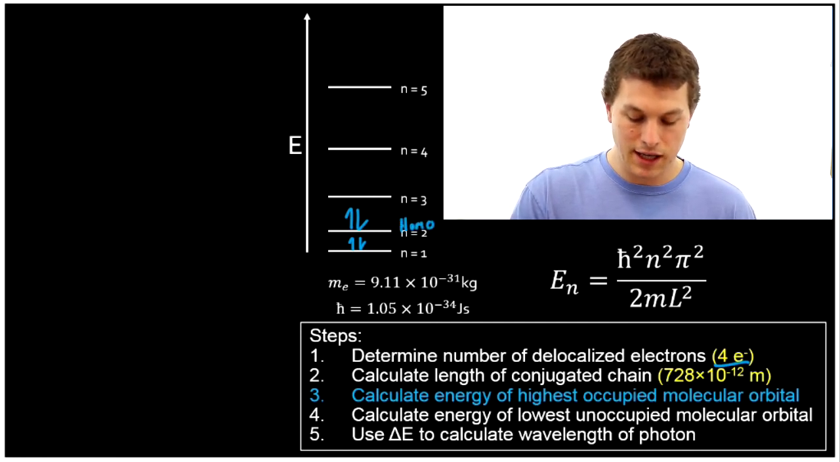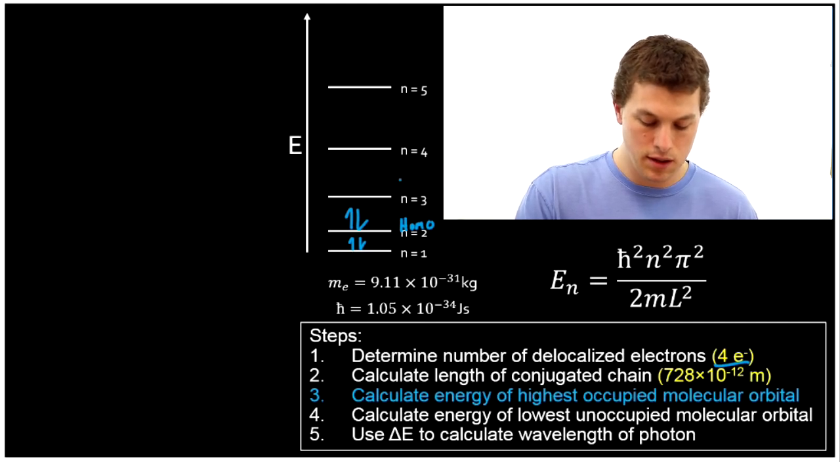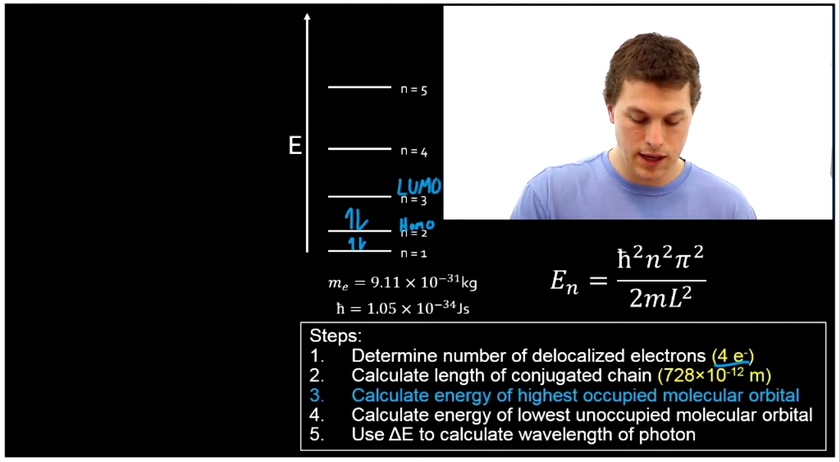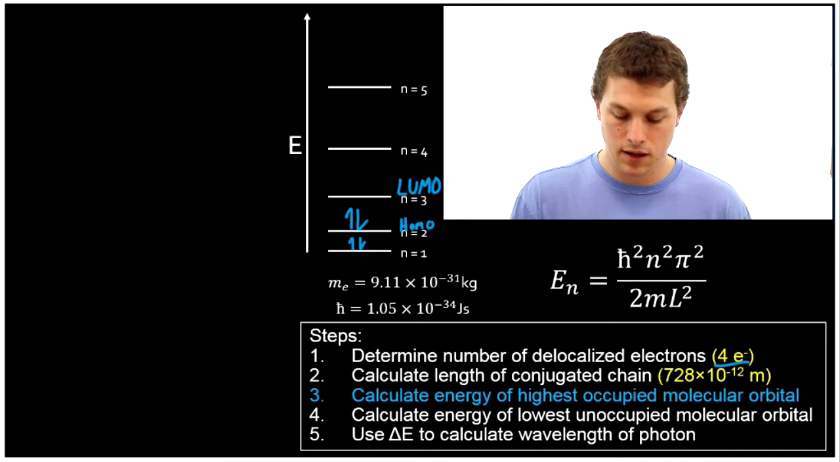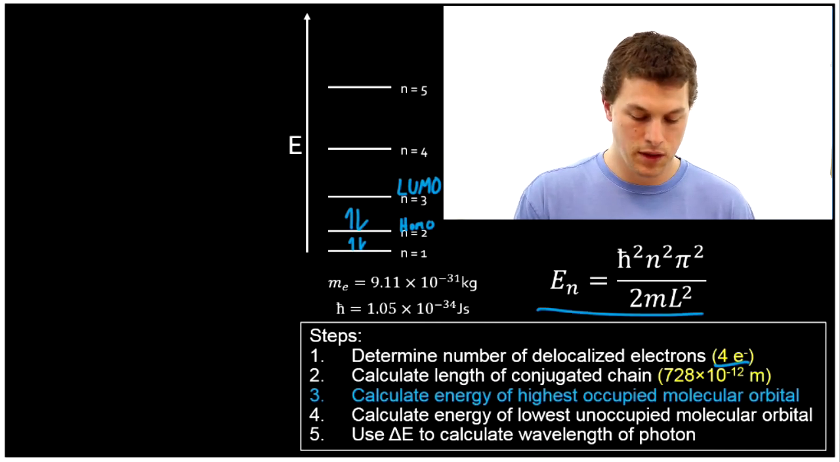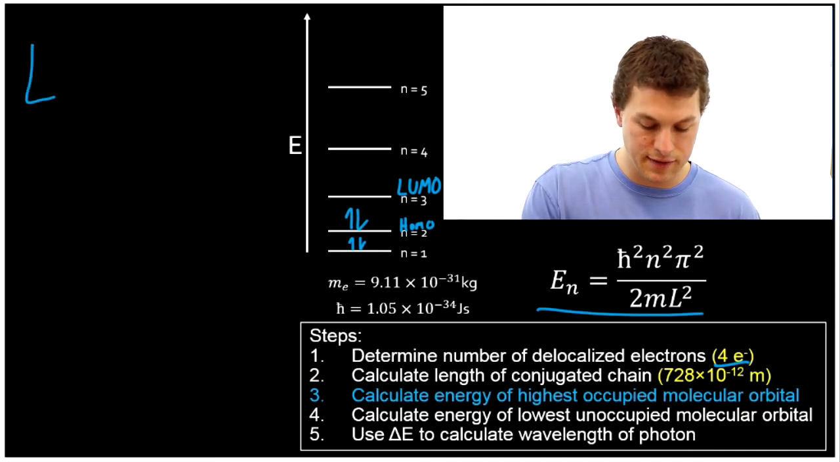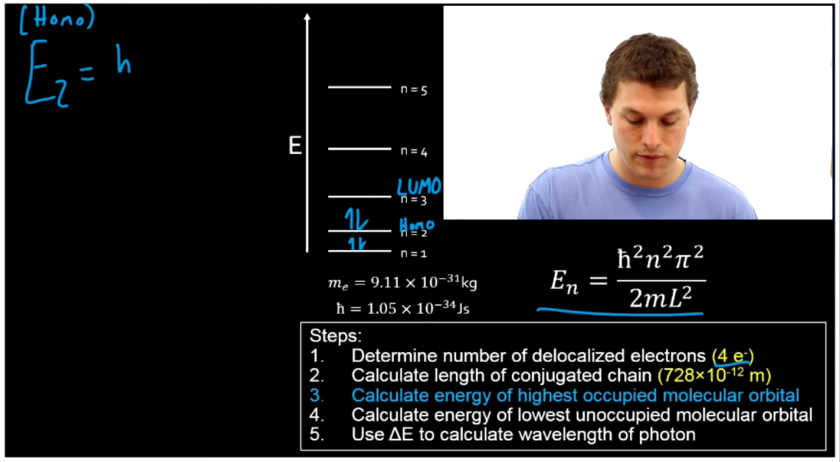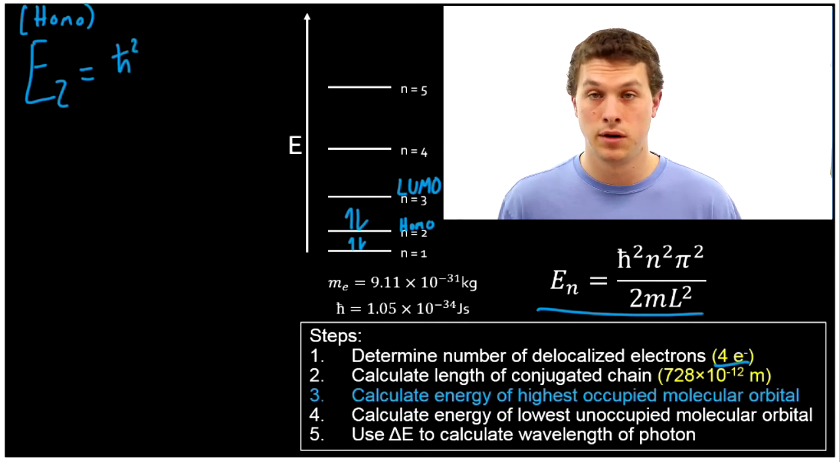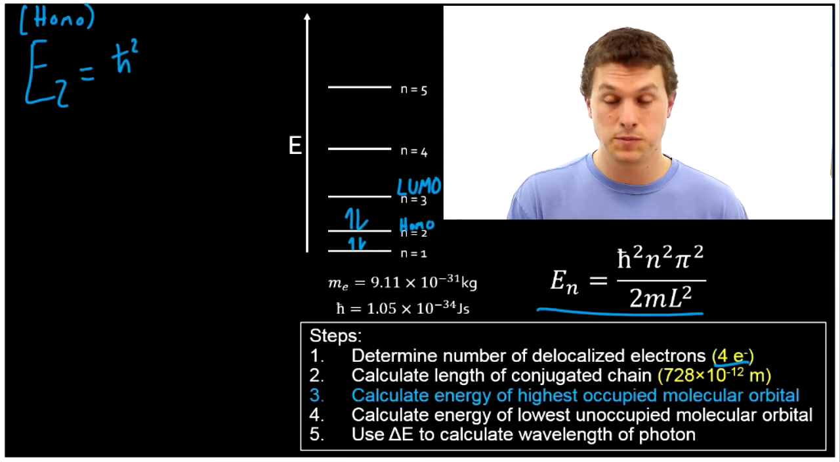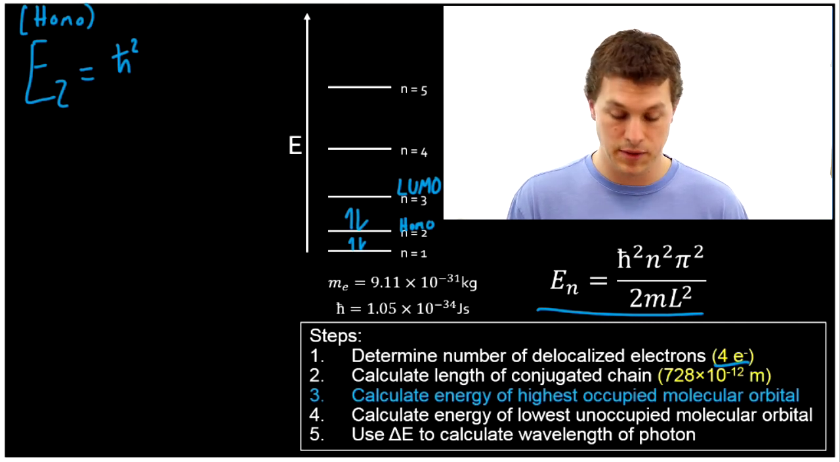My lowest unoccupied orbital is n equals 3. And that means I can go ahead and calculate the energy of each of my states. So the energy of my second state, that is my highest occupied molecular orbital, is equal to h bar squared. I wrote the value down there. I'm not actually going to plug in the number because it would be too tedious, but all I'm doing is plugging in the value for h bar squared into my calculator.